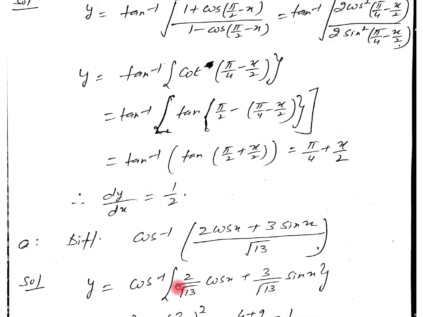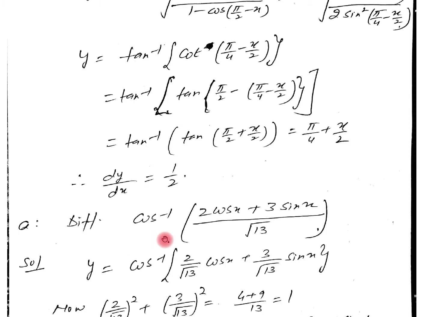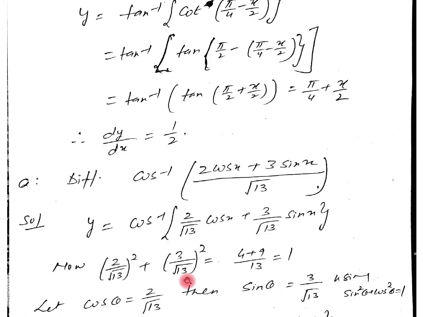Now let us see another question. We have to differentiate cos inverse of (2 cos x plus 3 sin x) upon under root 13. Let us see how to do the question. Now y equal to cos inverse, and by separating it here, it can be written as 2 by under root 13 into cos x plus 3 upon under root 13 sin x.